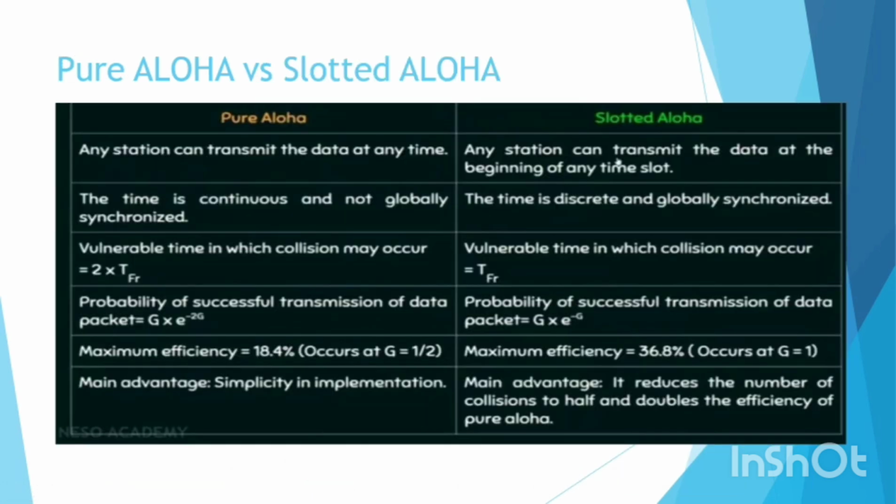Let us see the difference between pure ALOHA and slotted ALOHA. In pure ALOHA, any station can transmit data at any time, but in slotted ALOHA, it is not possible. The data is only transmitted at the beginning of the time slot. The time is continuous and not globally synchronized in pure ALOHA, whereas in slotted ALOHA the time is discrete and globally synchronized. The vulnerable time in which a collision may occur is 2 times T_fr in pure ALOHA, whereas in slotted ALOHA it is only T_fr. The probability of successful transmission of a data packet is G times e raised to minus 2G in pure ALOHA, whereas it is G times e raised to minus G in slotted ALOHA. Maximum efficiency is 18.4 percent in pure ALOHA, whereas maximum efficiency in slotted ALOHA is 36.8 percent.